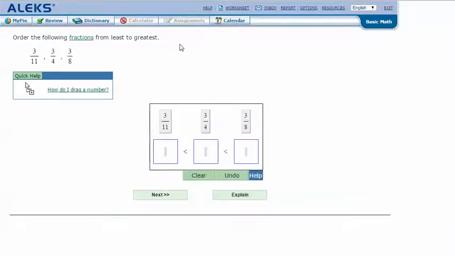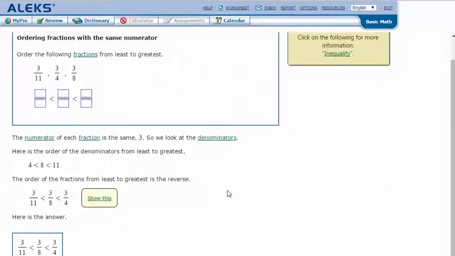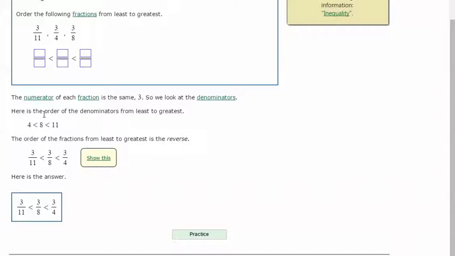Here's an example problem. Order the following fractions from least to greatest: 3/11ths, 3/4ths, and 3/8ths. Let's click Explain. Here, the numerator of each fraction is the same, 3, so we look at the denominators. Here's the order of the denominators from least to greatest. So we're looking at these numbers on the bottom. 4 is less than 8 is less than 11.